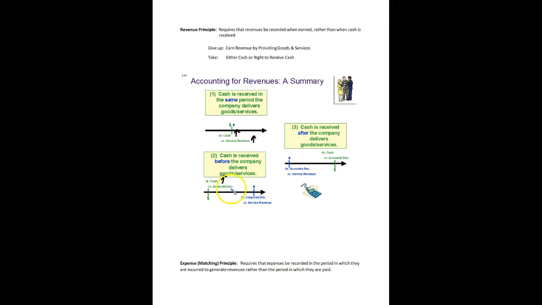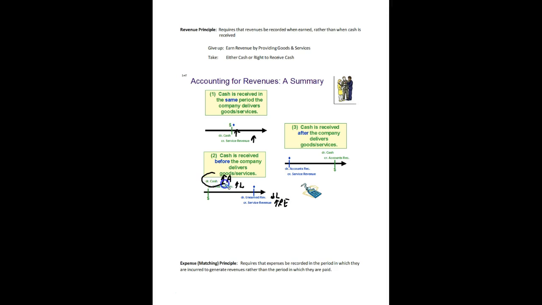So at the time the cash is collected, we're going to increase a liability. So cash comes in, assets go up, and we owe services, so the liability goes up. And here, we're going to decrease our liability, recognize revenue, which ultimately causes retained earnings to go up.